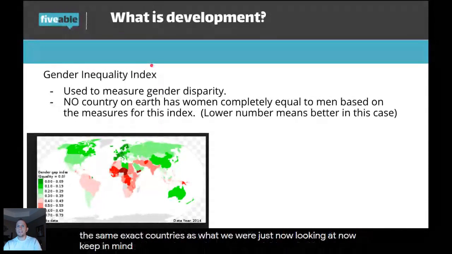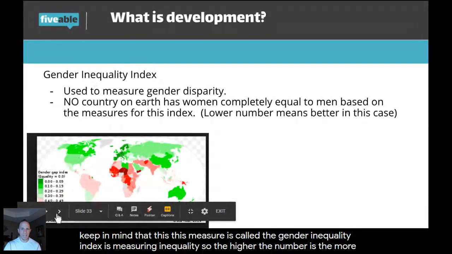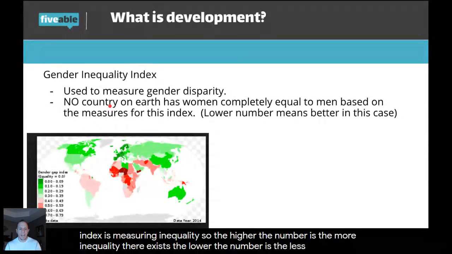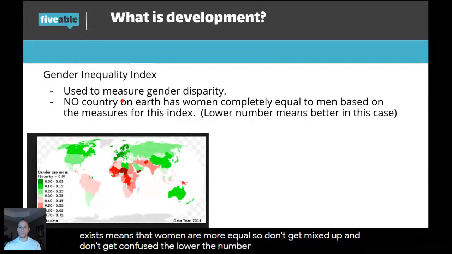Now, keep in mind that this measure is called the Gender Inequality Index. It is measuring inequality. So the higher the number is, the more inequality there exists. The lower the number is, the less inequality exists, meaning that women are more equal. So don't get mixed up and don't get confused. The lower the number, the better off women are in the country.